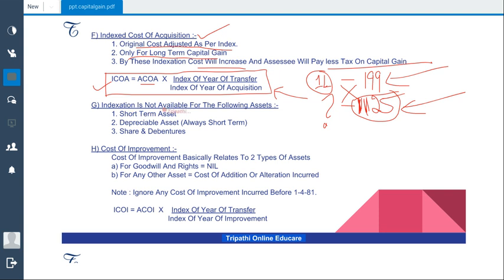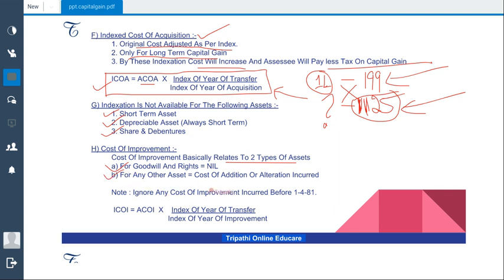Let us move on to the next concept. G. Indexation is not available for the following assets. Indexation is not available for short-term capital assets, depreciable assets, and for shares and debentures. Next, point number H, cost of improvement. What is cost of improvement? Cost of improvement basically relates to two types of asset. First, A, for goodwill and right, it is nil, because for goodwill and right there cannot be cost of improvement.